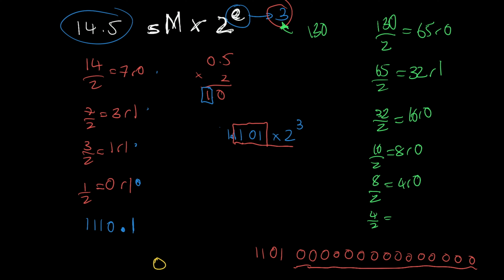4 on 2. 2. And I'm running out of room here. 2 on 2. 1. And 1 on 2. Well, no seg fault yet. That's just 0. 0 remainder 1. And now we're over to our 0.